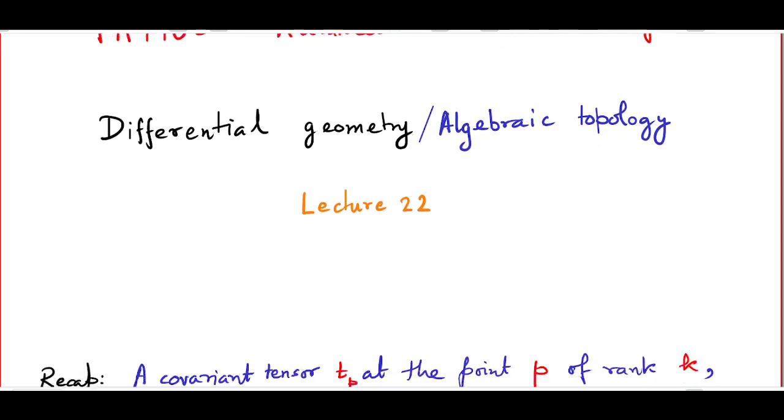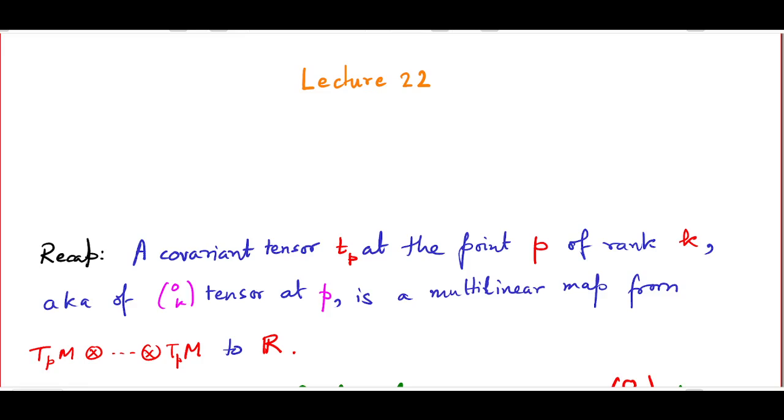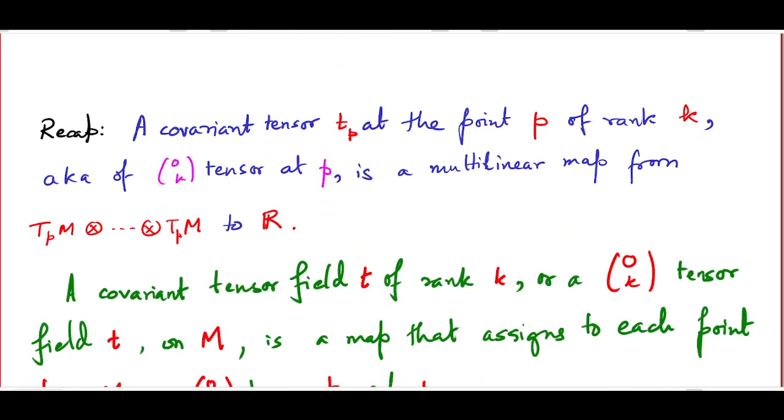Let me just briefly remind you that a covariant tensor Tp at the point P of rank K, also known as a 0K tensor at P, is a multilinear map from the Cartesian product of TPM with itself K times to R. In other words, it's a map which takes in K tangent vectors tangent to the manifold M at the point P and returns a number in a linear fashion. Multilinear fashion, that means it's linear in each and every one of the arguments.